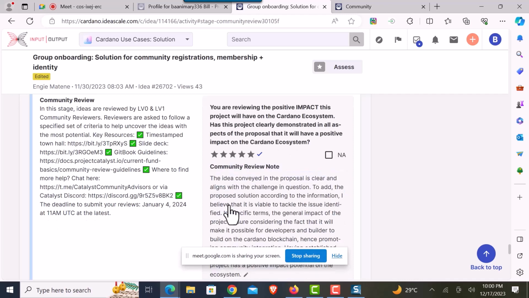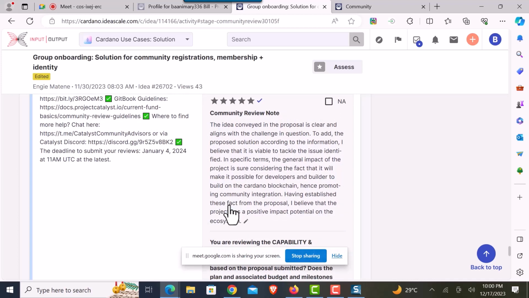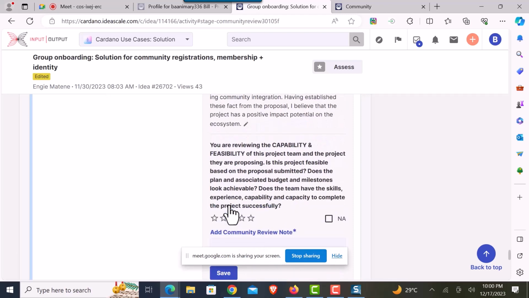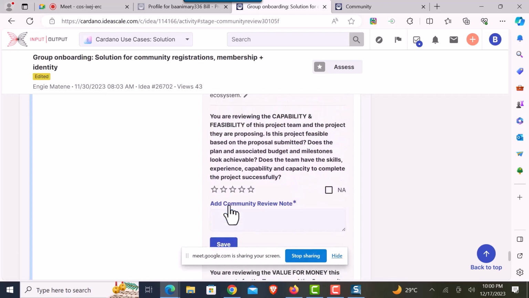Yes, so now for me, I always see the impact to be more challenging to review, but feasibility and value for money are quite a bit easier than the value impact. Sorry. So now let's look at feasibility.